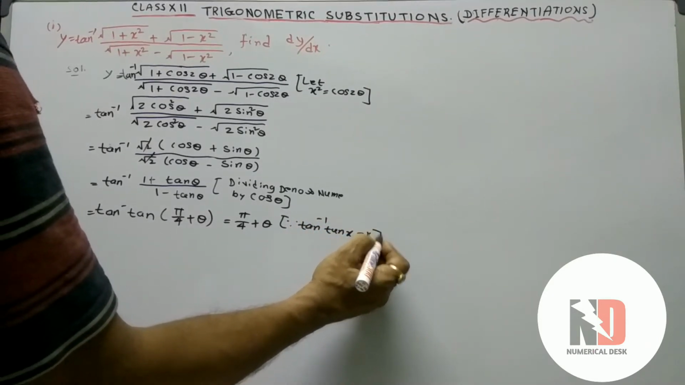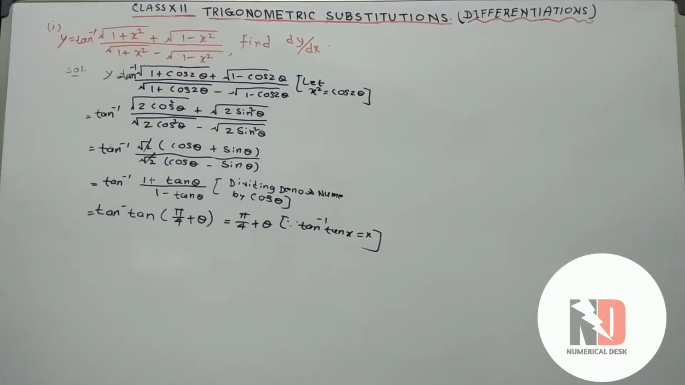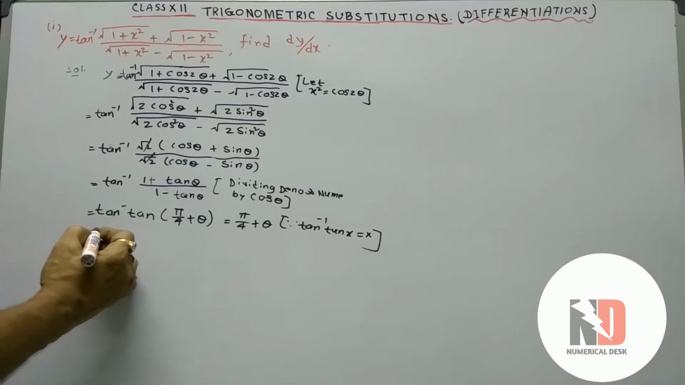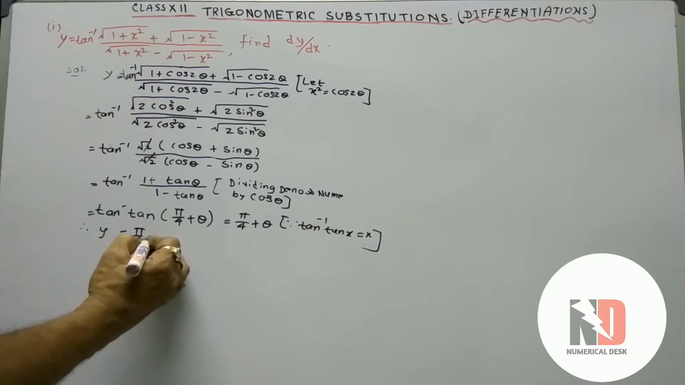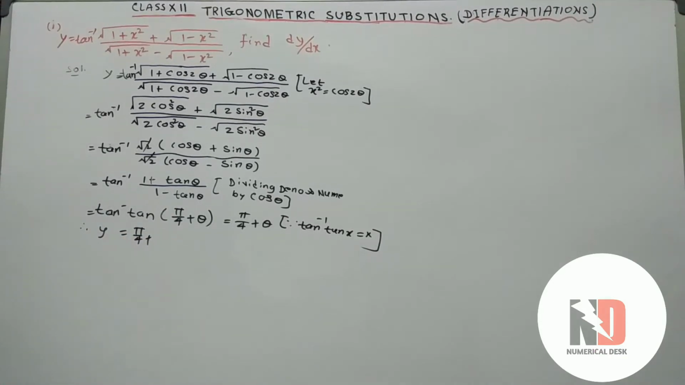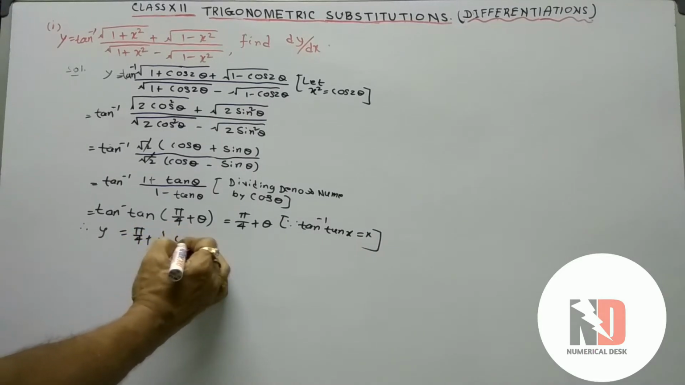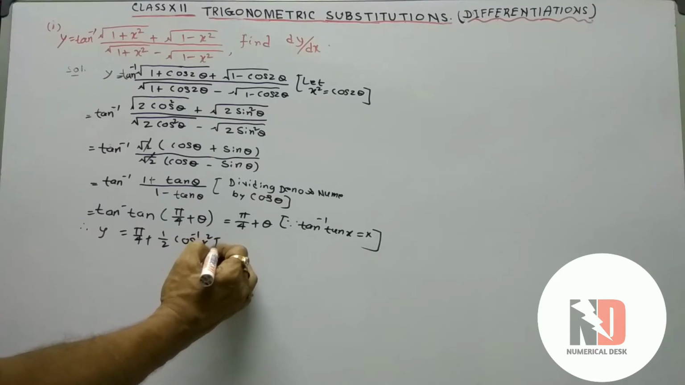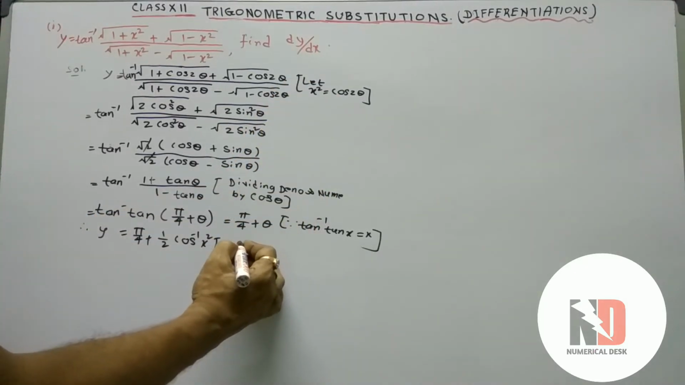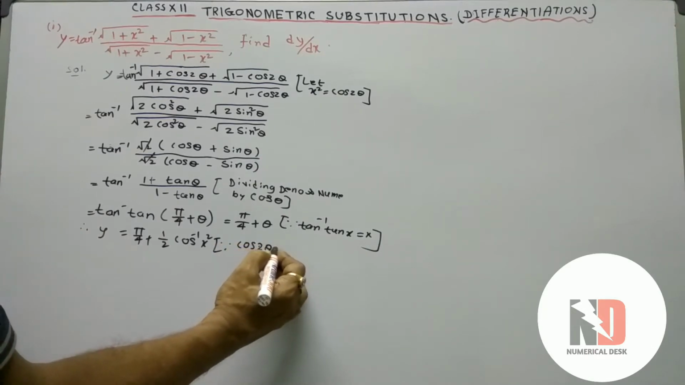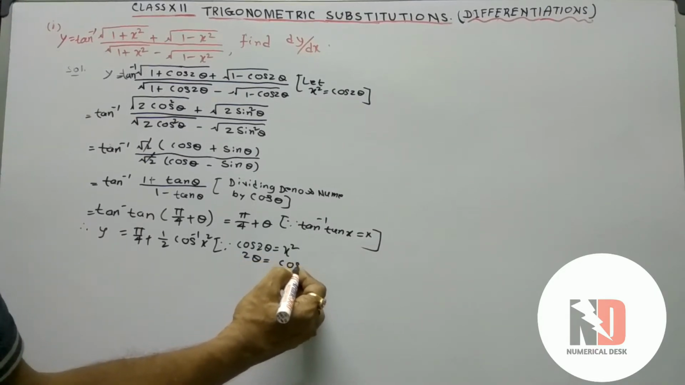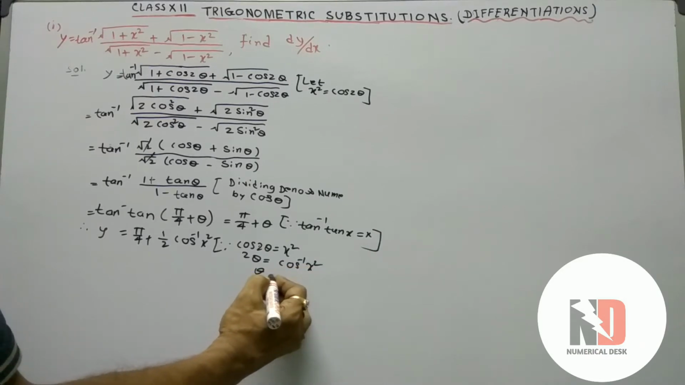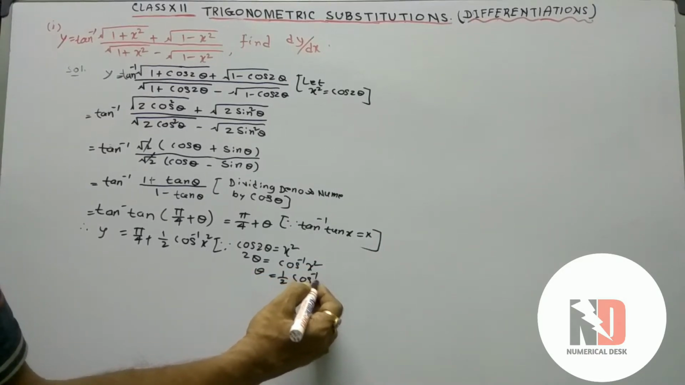Tan inverse tan x equal to x. So replacing this by theta, we get pi by 4 plus theta. Now we proceed for the differentiation. Let us see the next steps. y equal to pi by 4 plus, putting the value of theta, theta equal to half cos inverse x square. In the bracket I am showing how we get this: cos 2 theta equal to x square, or 2 theta equal to cos inverse x square, or theta equal to half cos inverse x square.